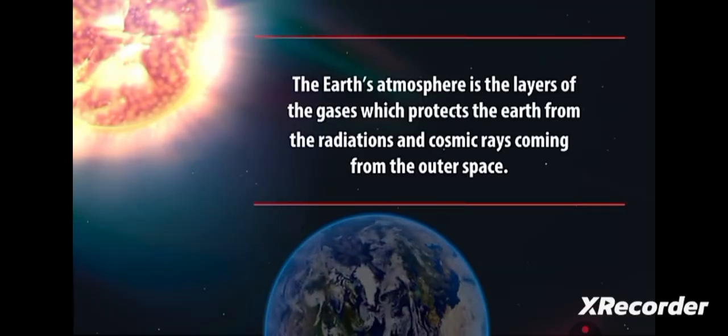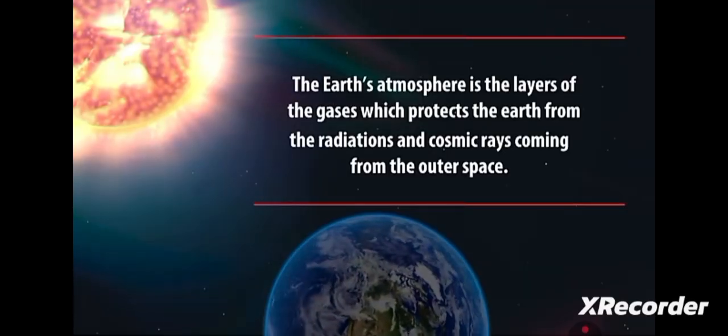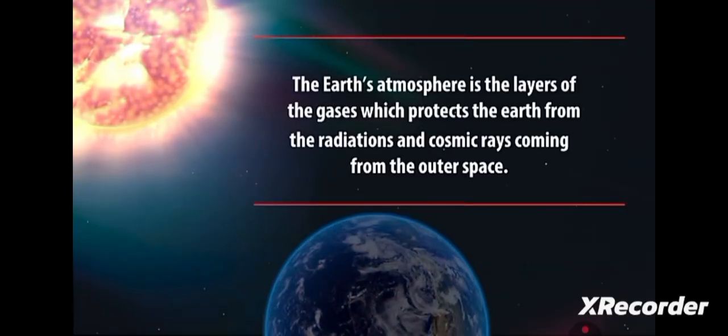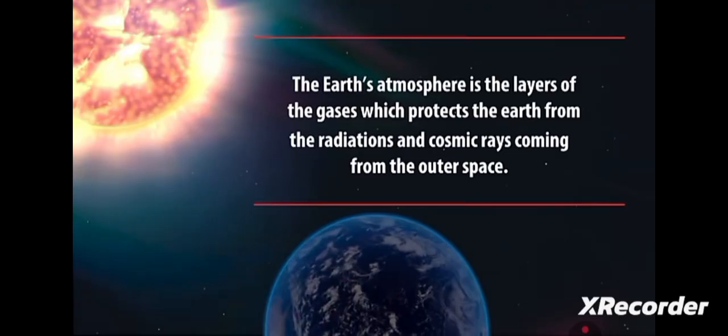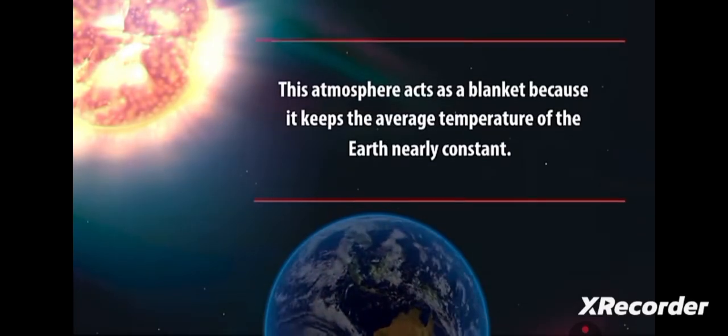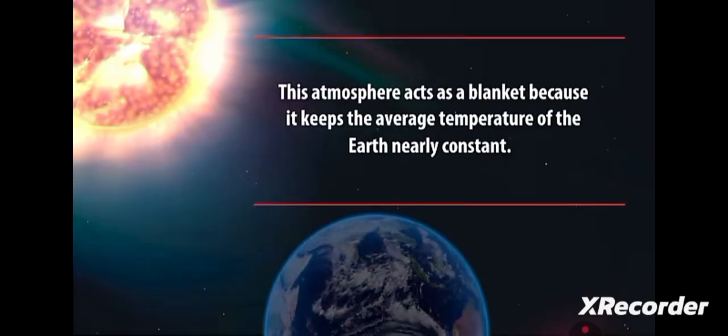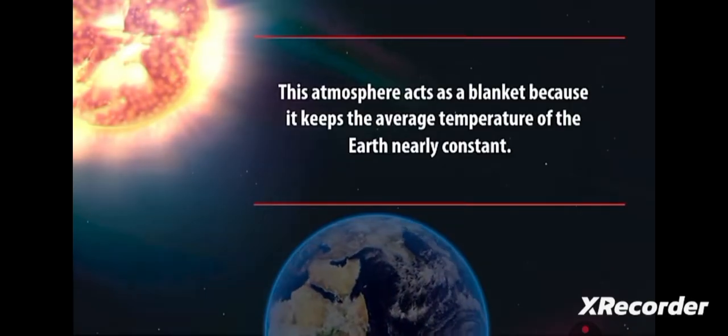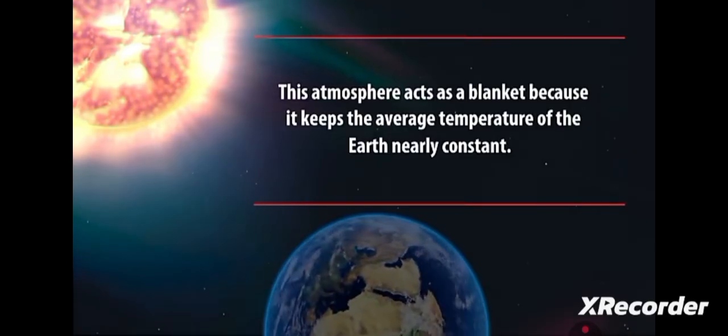The Earth's atmosphere is the layers of gases which protect the Earth from the radiations and cosmic rays coming from outer space. This atmosphere acts as a blanket because it keeps the average temperature of the Earth nearly constant.